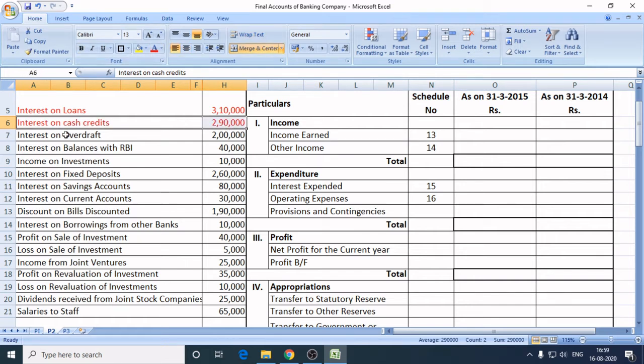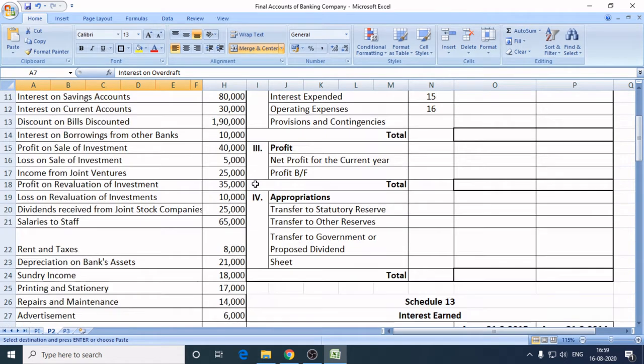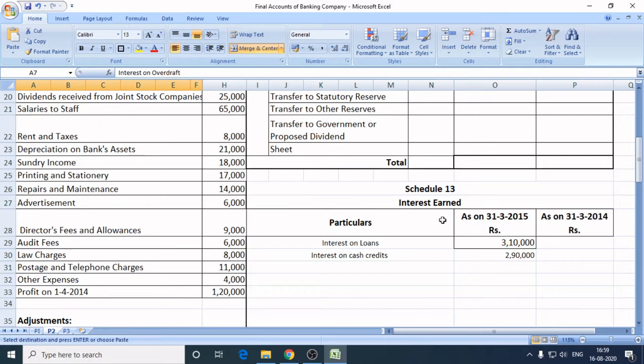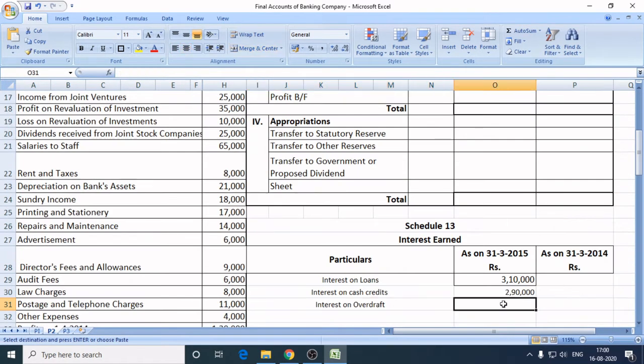Now next is interest on overdraft. Overdraft is also a kind of advance, on which the bank has received an income of rupees 2 lakh, so it will also go under schedule number 13, and the figure is 2 lakh.